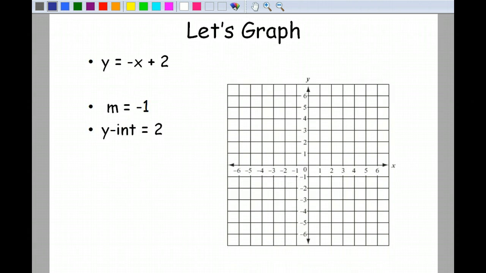So let's take a look at one. Now on this one, my slope is the coefficient of x, it's negative 1. My y-intercept is positive 2. So I'm going to go on my y-axis, 1, 2. There is my y-intercept. My slope is negative 1. Now our slope, we talk about it as rise over run. So you may want to write it as negative 1 over positive 1.